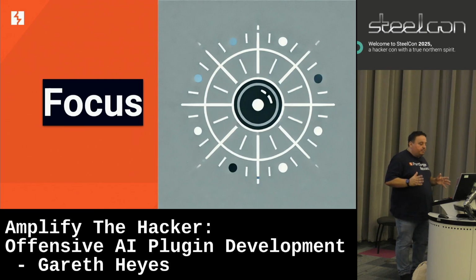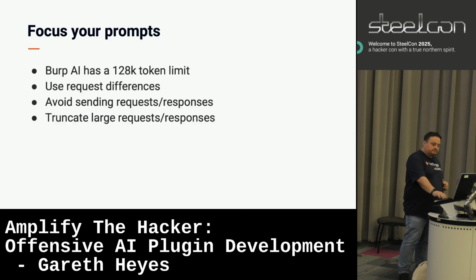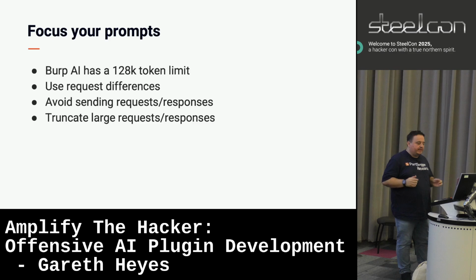The more precise your prompt, the better results you'll get and the fewer credits you'll burn through. The key is focusing on what actually matters for your task and cutting out the noise. Burp has a 128k token limit, so it's crucial to optimize what you send. If you're analyzing parameters in Repeater, focus on the differences and the most common modifications, similar to how Shadow Repeater works. Avoid sending full requests and responses whenever possible. If you do need to send them, make sure you truncate them to stay within the 128k token limit.